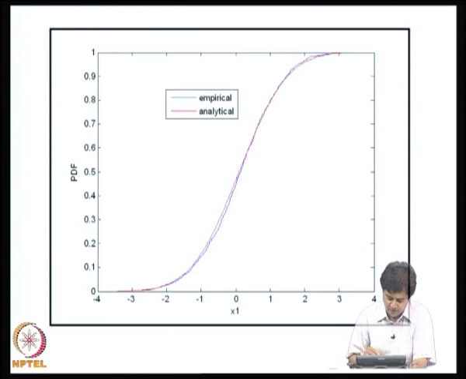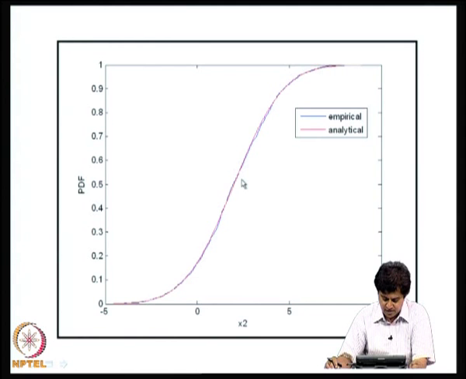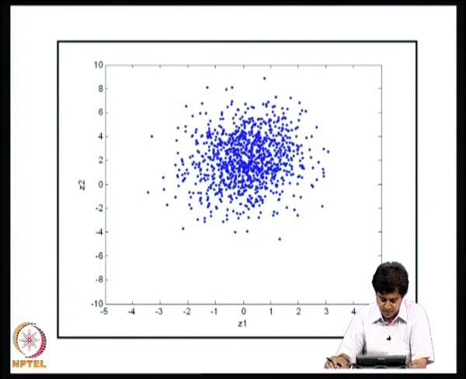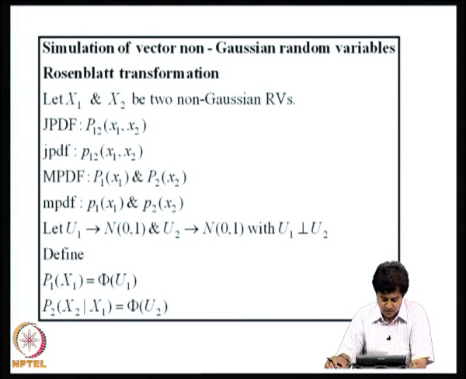So this is the PDF of x1, blue is empirical, red is the analytical target. This is for x2. So in either case the comparison between theory and simulation is quite good, and this is a display of Z2 versus Z1. Again we do not see any discernible patterns. Okay. So a vector of Gaussian random variables does not pose any major difficulty for us. How about a vector of non-Gaussian random variables?